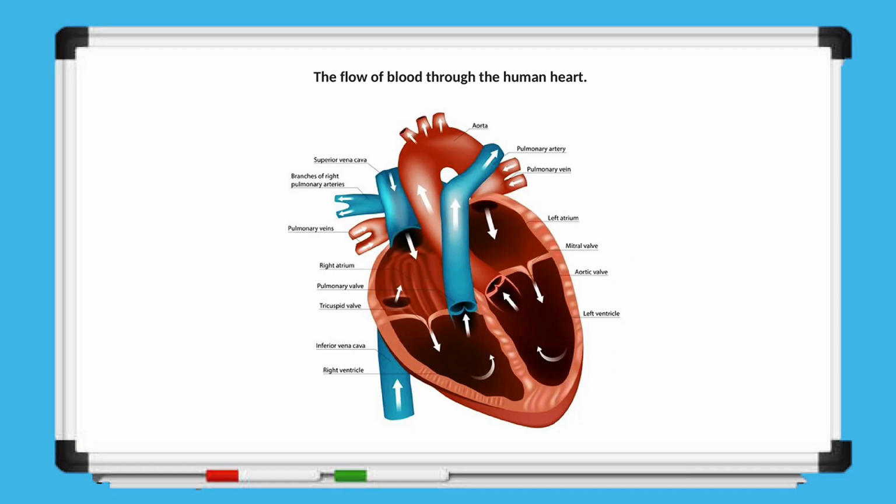Deoxygenated blood from the body enters the right atrium through the superior and inferior vena cava. It then flows through the tricuspid valve into the right ventricle, which pumps it through the pulmonary valve into the pulmonary artery and onto the lungs for oxygen. Oxygen-rich blood returns from the lungs via the pulmonary veins into the left atrium, passes through the mitral valve into the left ventricle, and is then pumped through the aortic valve into the aorta to supply the entire body.